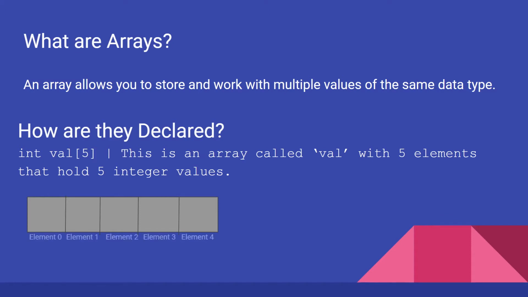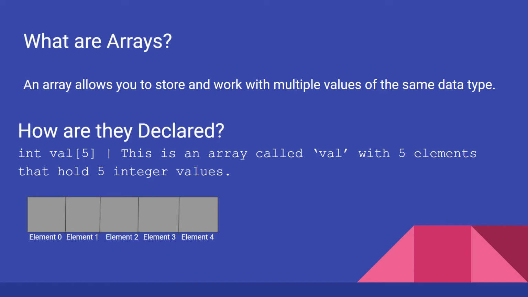A good thing to note is that when working with arrays, each value is called an element, and it starts at element 0 and ends at element 4. Now you may be wondering, if I declared 5, why does it start at 0? Well, there are still 5 integer values. They just start at 0. So element 0 will be your first integer value, and element 4 will be your 5th integer value.